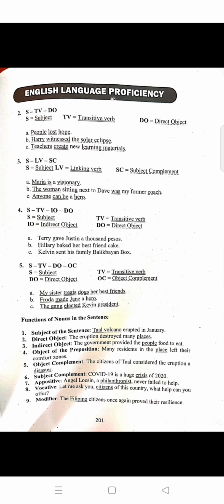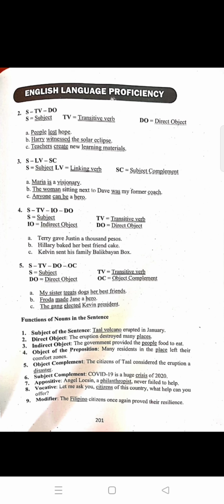And another pattern, we have STVDOOC, wherein S is the subject, TV transitive verb, DO direct object, OC is your objective complement or object complement. Here we have an example. My sister treats dogs her best friends. So what are dogs? These are her best friends. And who are her best friends? These are the dogs. That's why best friends is considered an objective complement or an object complement, because it's trying to complement the direct object, which is the dogs.